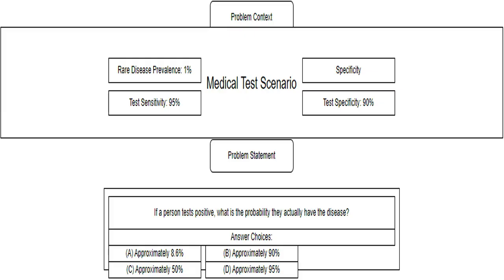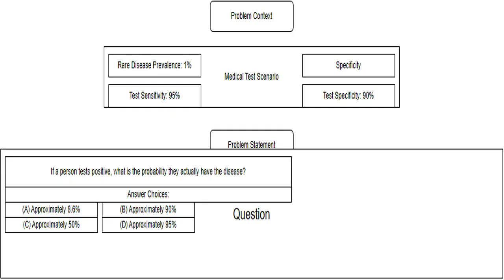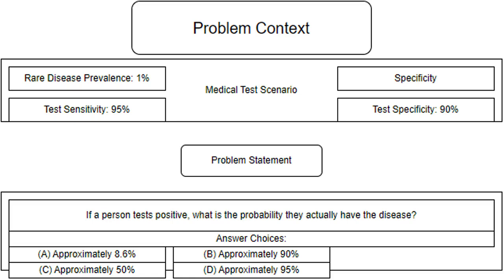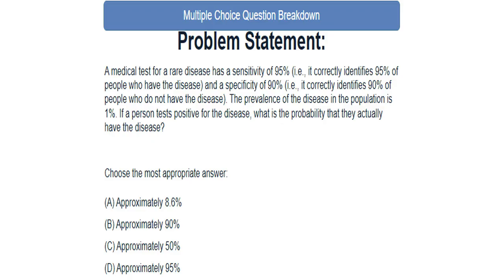The problem involves a medical test used for detecting a disease. The task is to determine the likelihood of actually having the disease, given a positive test. A problem has been designed around calculating the probability of true positives in a medical testing scenario using Bayesian principles. The problem statement presents a scenario involving a medical test for a rare disease. It provides key information such as the test's sensitivity, specificity, and the disease's prevalence in the population. The question asks to determine the probability that a person actually has the disease given a positive test result. This is a classic application of Bayes' theorem.